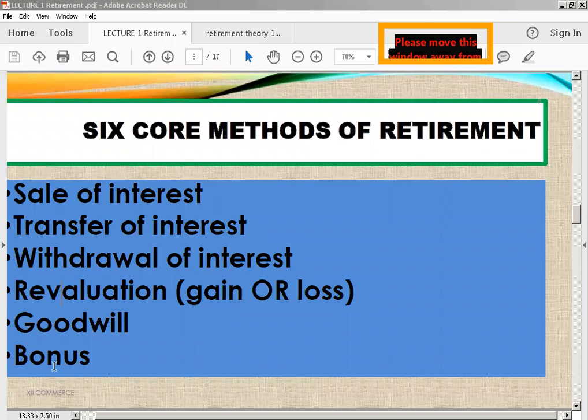So, hope it is much clear to you when we start our chapter. Now, we have the revaluation method. Revaluation means the recalculation and re-estimation of your assets and liabilities, which we usually calculate for the retiring partner, when a partner is retiring from the firm. Then we have another method, goodwill. Goodwill is an intangible asset by nature. Then we have bonus, which is given by the partners of the firm.